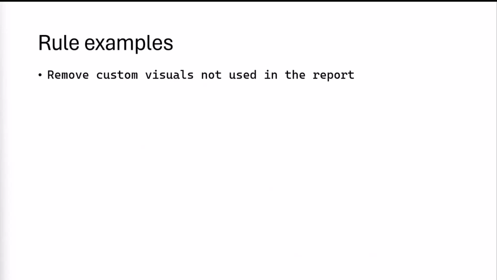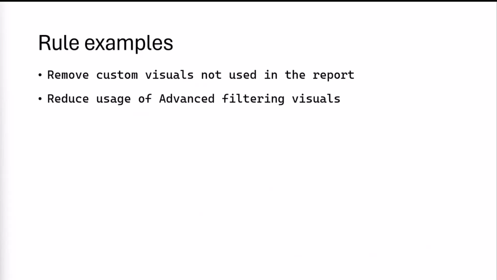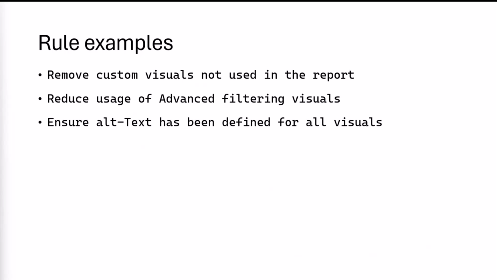So let's just have a look at some example rules, right, to bring it home. And later, I'll have a form if you want to add your own ideas, and so I can have a look. So, things like, remove custom visuals that are not used in the report. Often you try a number of custom visuals, and they become embedded in the definition of the report, but you don't use them anywhere in the report. So it's just good to clean this out. Reduce the usage of advanced filtering visuals. We saw that from a performance point of view. Also ensure alternative text, the alt text property, has been defined for your visuals.